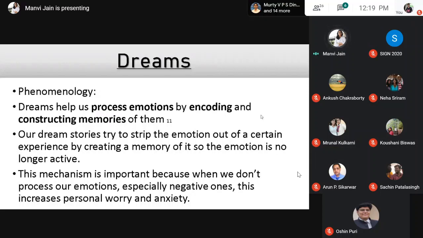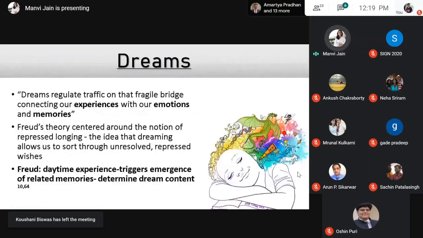As usual, Freud came into this picture also and gave his theory, which was centered around the notion of repressed bonding. That is the idea that dreaming allows us to sort through unresolved and repressed issues. But what he said about the dream content was a bit contrasting. He said that daytime experiences, whatever we experience in the daytime, trigger the emergence of related memories, and this then creates the dream content, which was somehow not digestible.